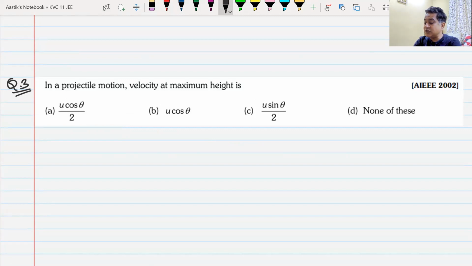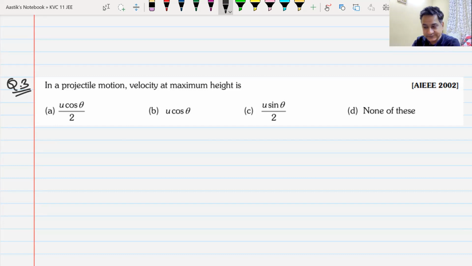In a projectile motion, what is the velocity at the maximum height? Don't have to write the question, you just have to tell me the answer. At the highest point, what is the velocity, my dear friends? And you will not get an entire lifetime to give me the answer. You give me the answer now. What is the velocity? Answer C, u sine theta by 2.